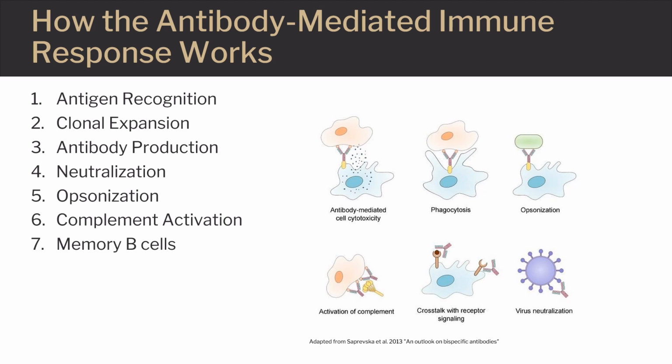7. Memory B cells. During the immune response, some B cells differentiate into memory B cells. These cells remember the encountered antigen, allowing the immune system to mount a faster and more robust response if the same pathogen is encountered again in the future.